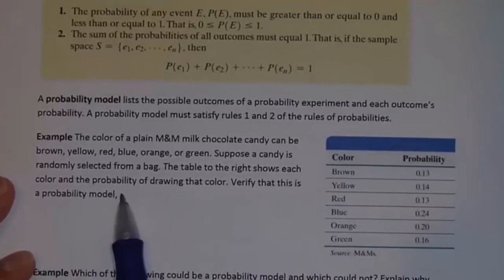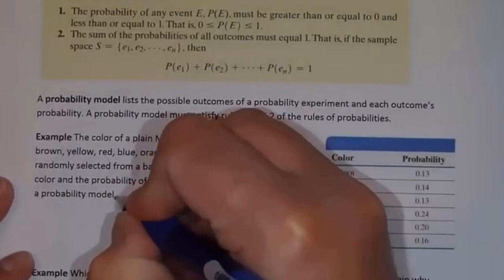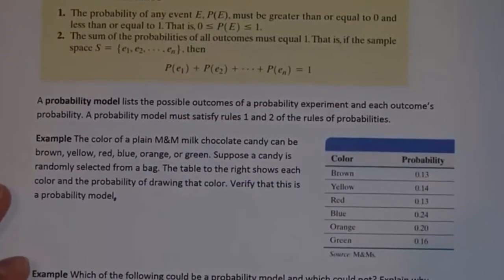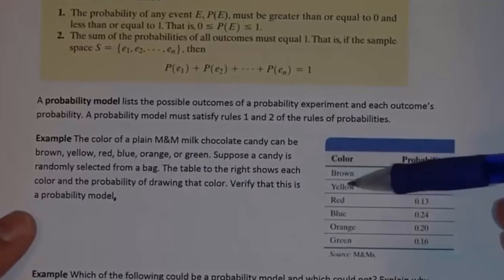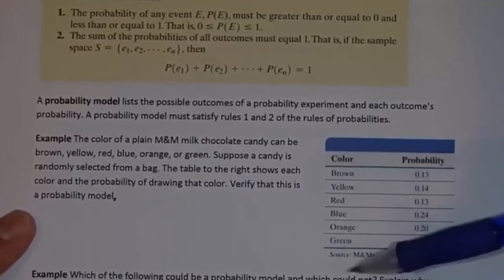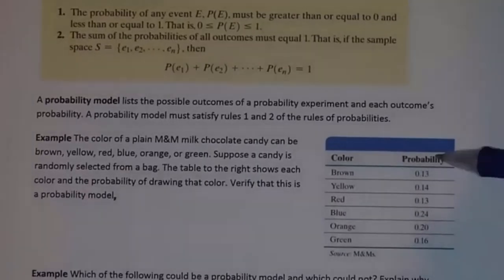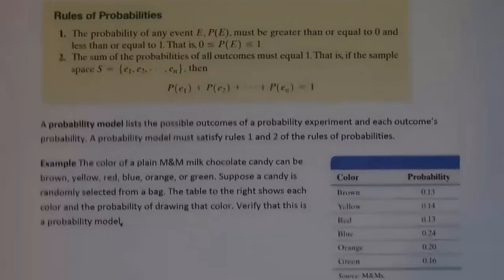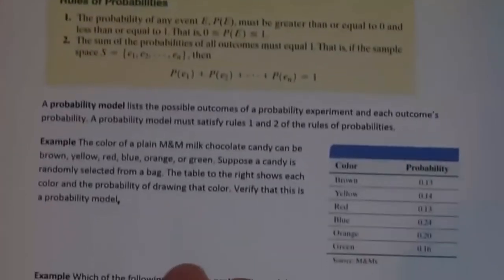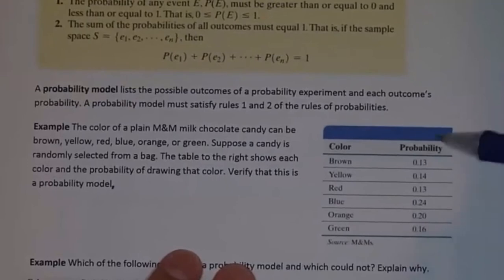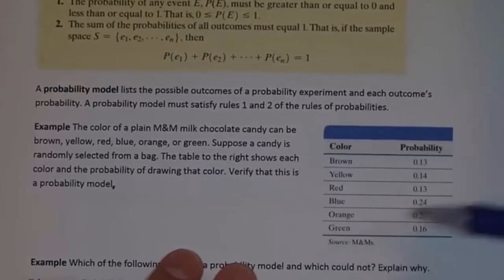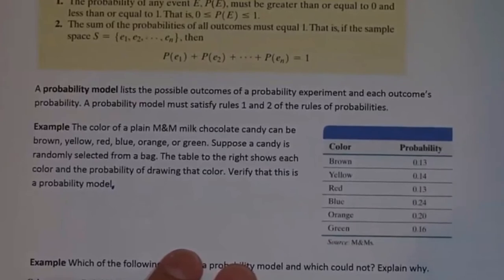Verify that this is a probability model. That should be a period, not a comma. So verify this is a probability model. So we have each of the 6 outcomes. That's the first thing. You got to list all of the possible outcomes, and you have to have the probability for each one of those outcomes. The rules have to be followed up here. So each one of these probabilities has to be something between 0 and 1. Could be 0, could be 1, or anything in between. So there are no negatives here. There are nothing that is bigger than 1. So these are all valid probabilities.